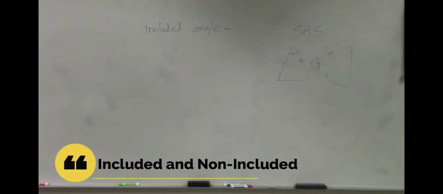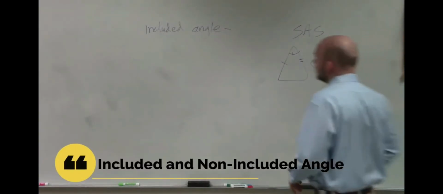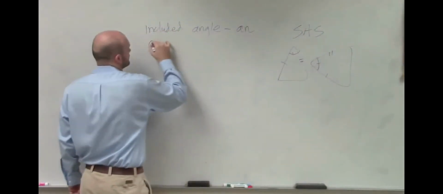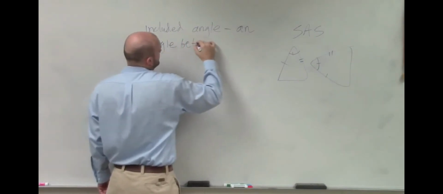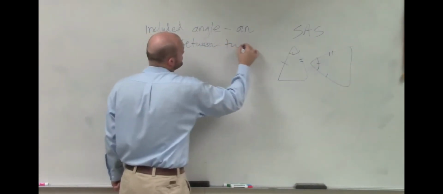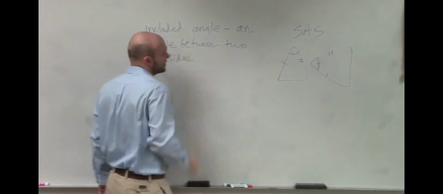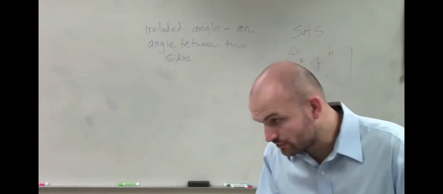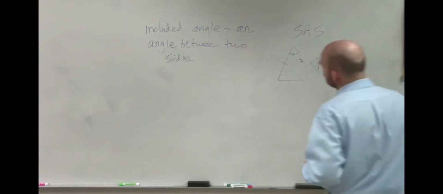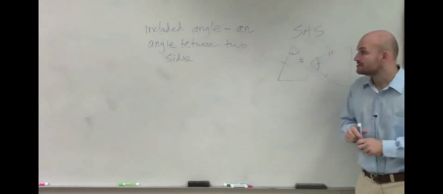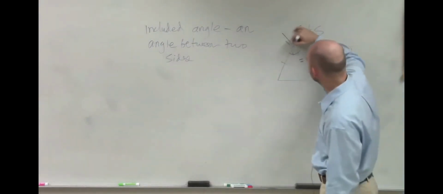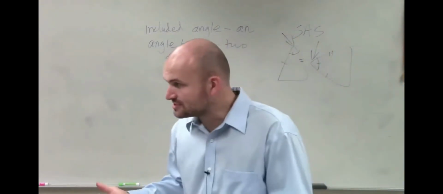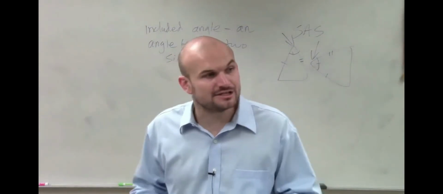But let's talk about an included angle. What an included angle means is an angle between two sides. All right, so we always talked about our side, side, side congruence. But now if we have side, angle, side, what that tells us is we have side, angle, side. So here are two examples of included angles. The reason why we call them included angles is because the angles are in between the two sides.